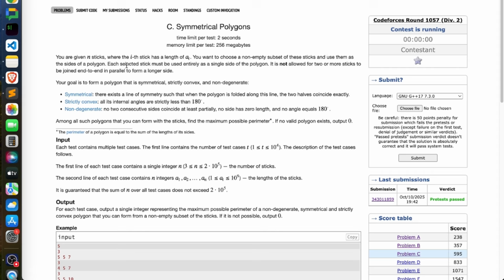Each selected stick must be used entirely as a single side of the polygon. It is not allowed that two or more sticks are joined to form a longer side. So each stick represents a single side of the polygon. Your goal is to form a polygon that is symmetrical, strictly convex, and non-degenerate, right?